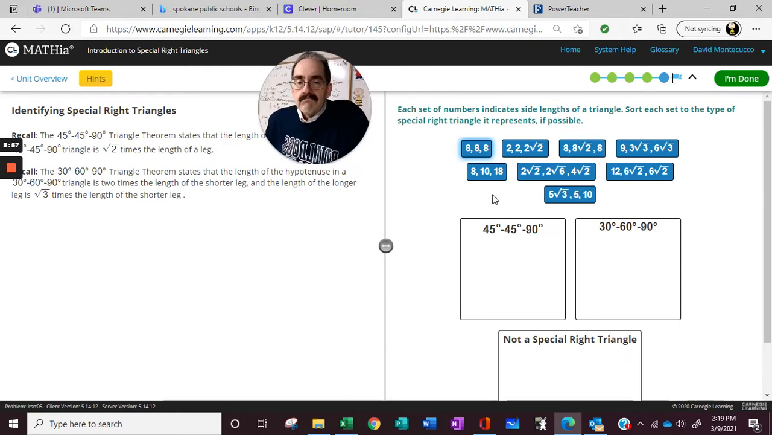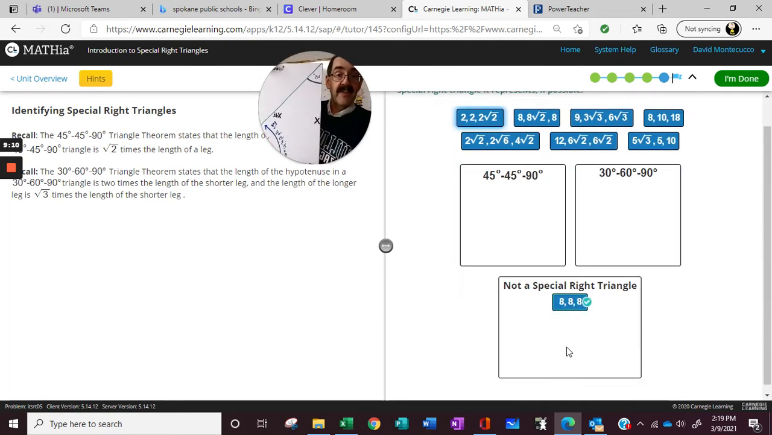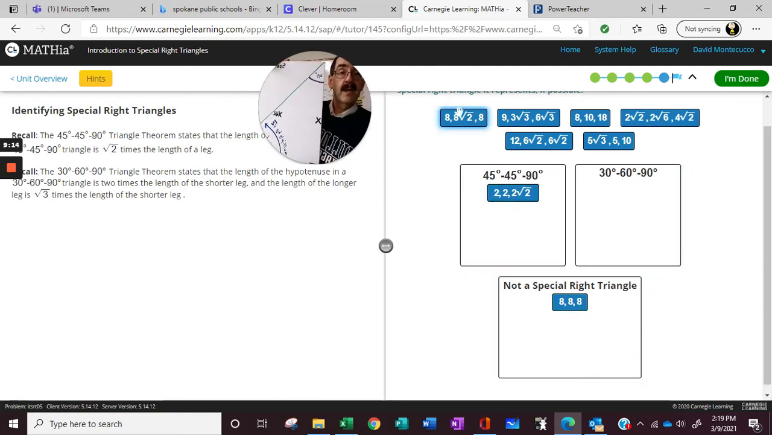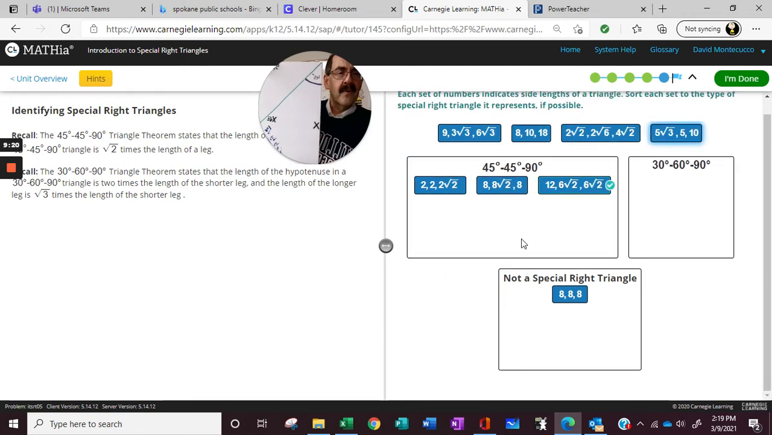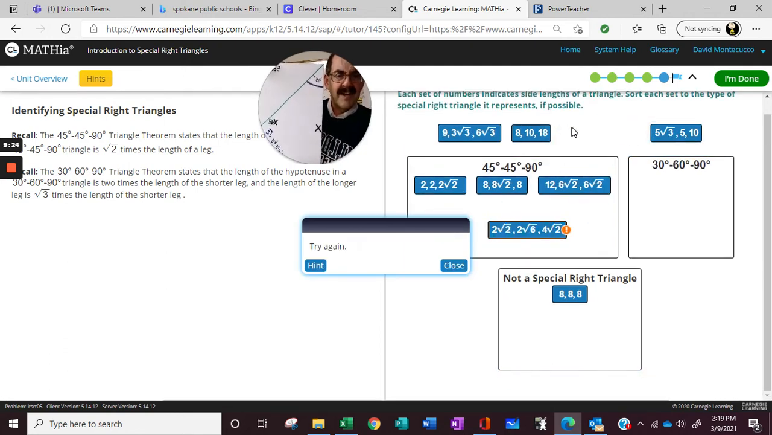Okay, drag and drop. So now the key. Special right triangles. Got a number and a radical 2, so look for all the radical 2's. This doesn't have any radicals, so it's nothing. Radical 2, 45, 45, 90. Radical 2, 45, 45, 90.